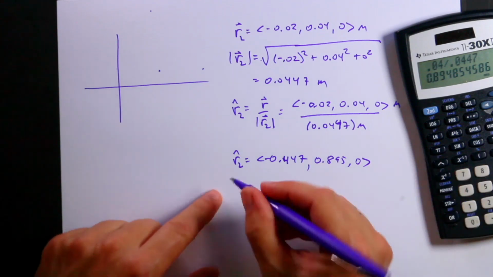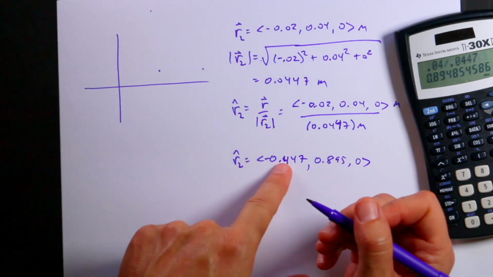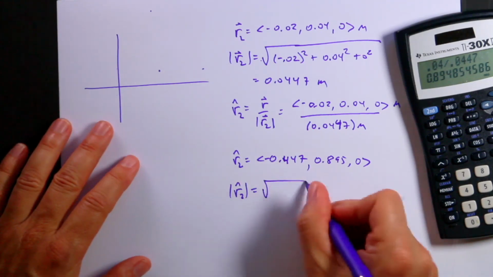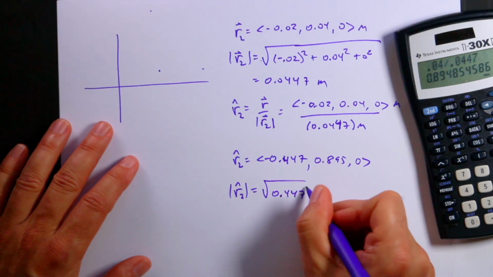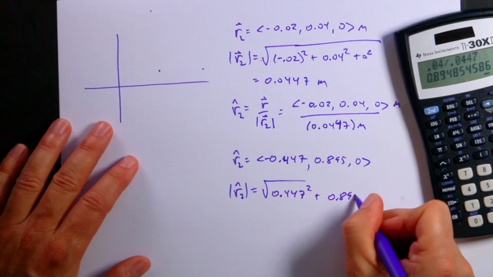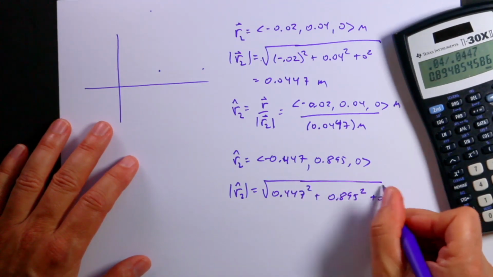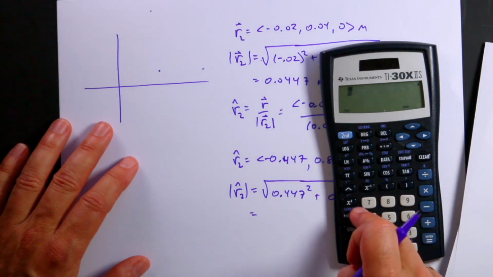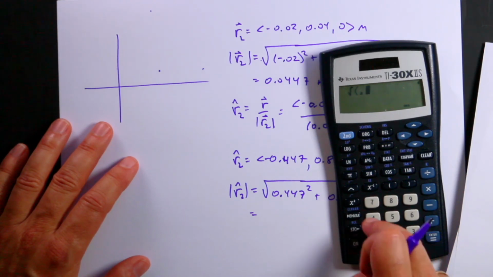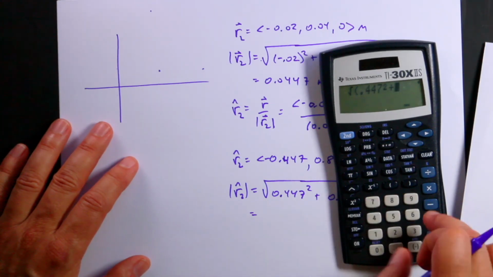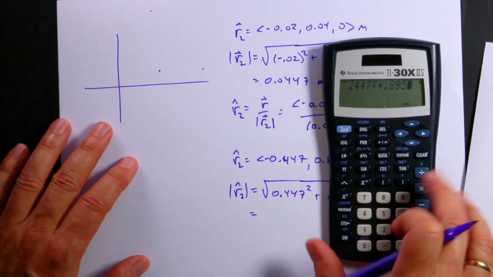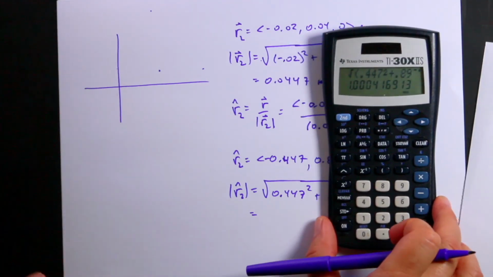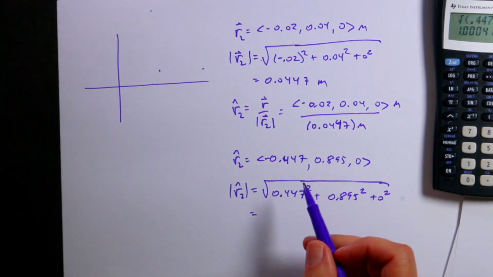Now let's just double check. The magnitude of the unit vector should be 1. So let's find the magnitude of R2 hat. That's going to be this squared plus that squared, square rooted. So I'm going to get 0.447 squared plus 0.895 squared. And I did round, so I might get something a little bit off, but that's okay as long as it's close. So let me put that in: square root of 0.447 squared plus 0.895 squared. Close parenthesis. And I get 1. Close enough to 1. Okay, so there I found a more complicated unit vector.